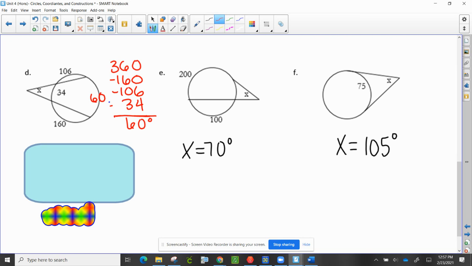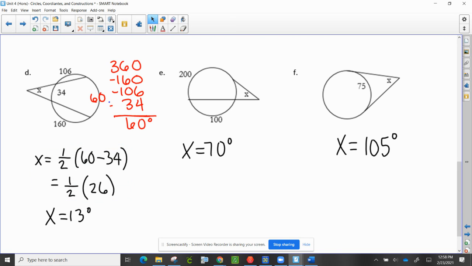Okay, so now that you have the near arc and the far arc, plug it into your formula and solve for X. Okay, I got X was 13, and here's my work. So 60 minus 34 is 26. Half of that would be 13 degrees. Okay. Now E and F are very similar problems, so I just put the answers here in case you want to try them on your own, but I'm going to move on to the last page here.